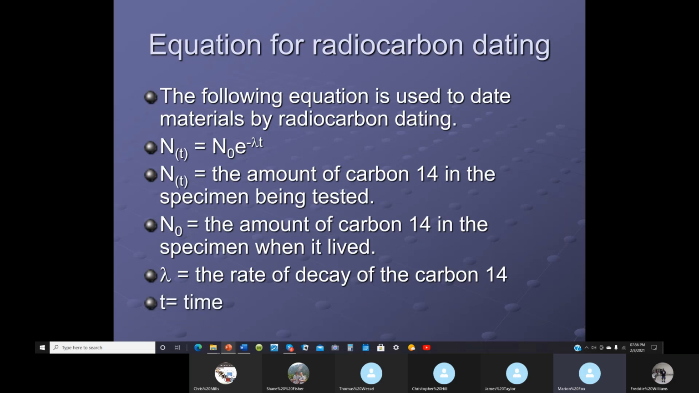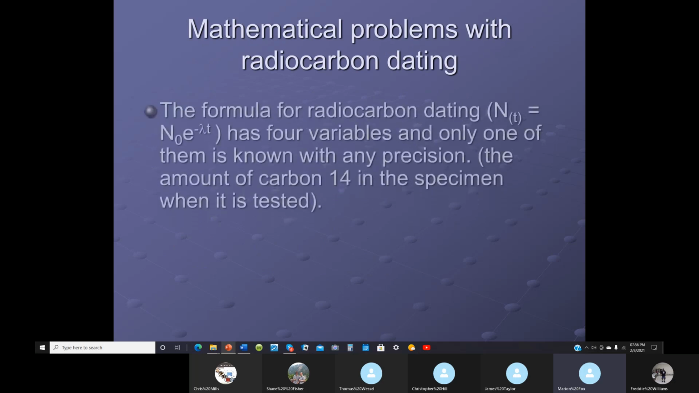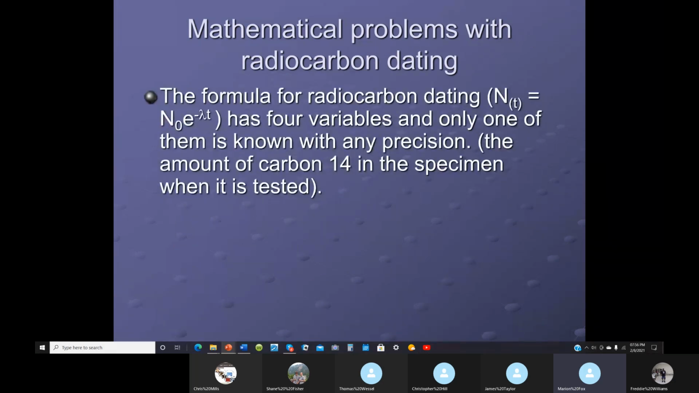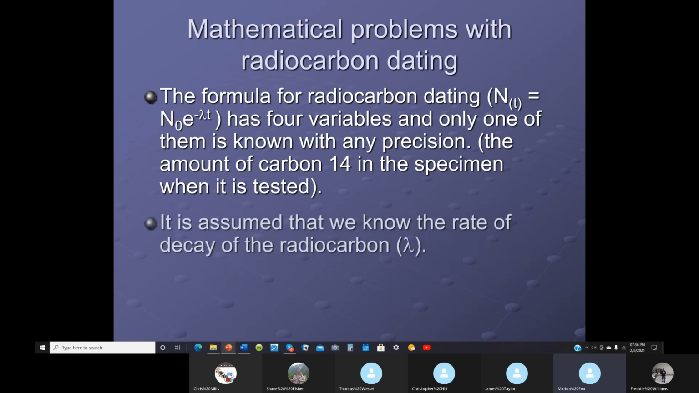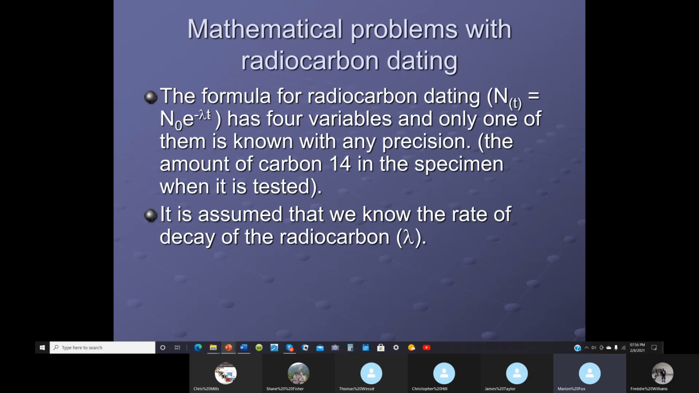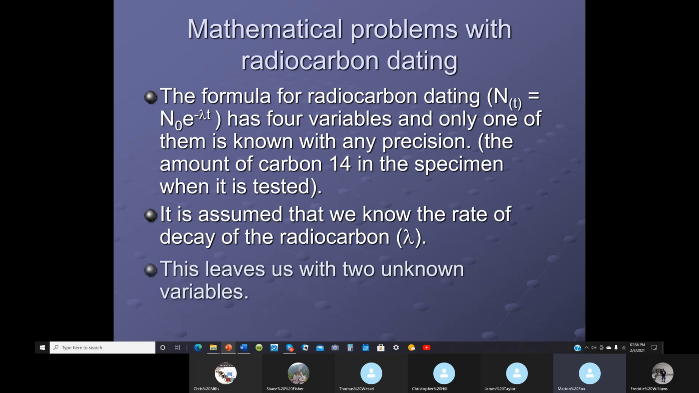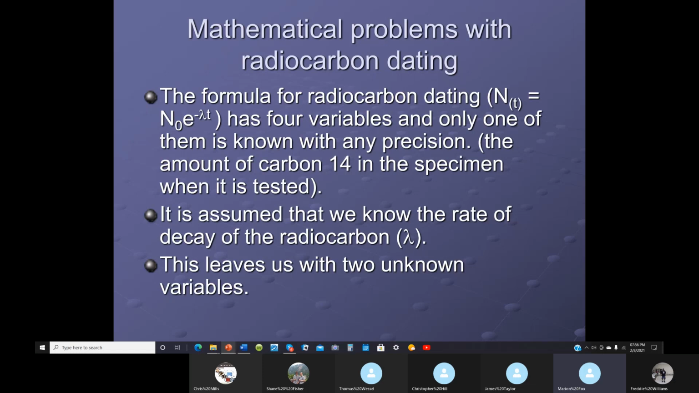Now then, this other e over here, we're going to get back to it. The formula for radiocarbon dating, this formula we just saw, has 4 variables, and only one of them is known with any precision: the amount of radiocarbon in the specimen, N sub T. Now, mathematically, we can solve the formula for T. We're not going to show it here, but we can solve the formula for T. And it's assumed that we know the rate of decay of the radiocarbon, that's lambda. This leaves us with 2 unknown variables.